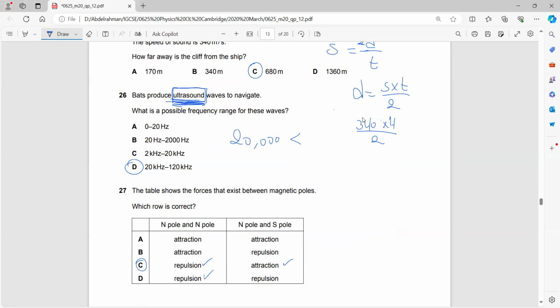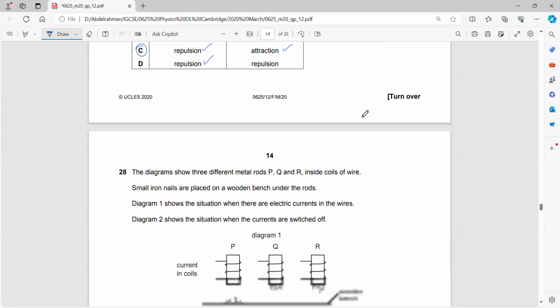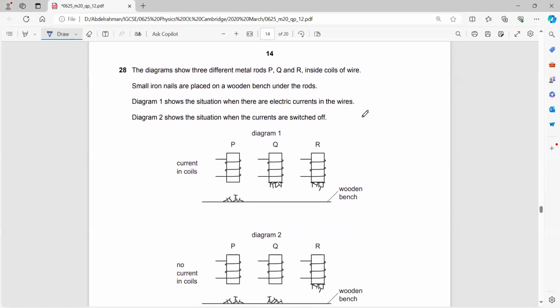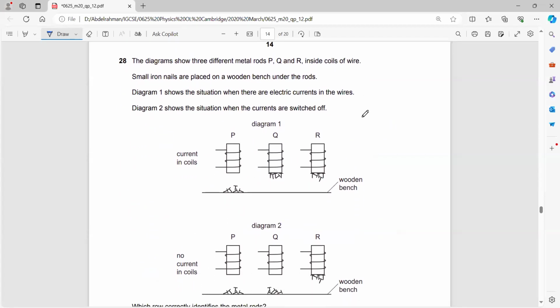The diagram shows three different metal rods, P, Q and R, inside coils of wire. Small iron nails are placed on a wooden bench under the rods. In diagram 1 there was an electric current. In diagram 2 we switched off the current.